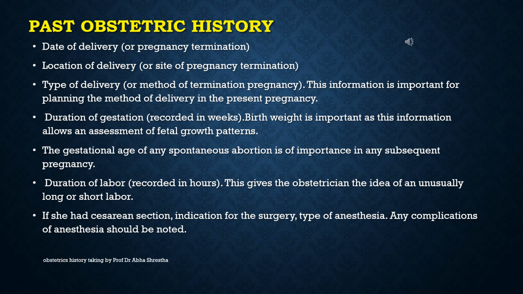If she had cesarean section, we should know the indication for the surgery, and what type of anesthesia did she get? Because if it had been an elective surgery, most of the time it will be done under spinal anesthesia. But if it had been an emergency surgery, like if she was bleeding profusely, like antepartum hemorrhage, then most of the time we go for general anesthesia. And we should also ask for any complication of anesthesia if she had in the previous pregnancy.